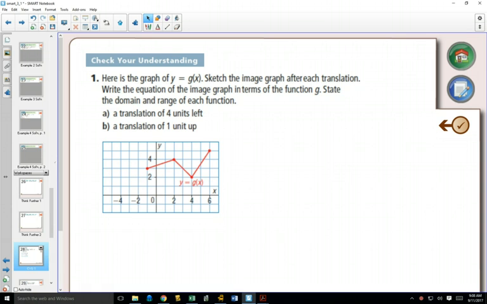All we have to do now is sketch the image after each translation, write an equation, and state the domain and range. So for the first one in part A, we want to move it 4 units to the left. So all we're going to do is we're going to take each of these key points. So there's a key point there. I'm just going to move that 1, 2, 3, 4 to the left. And I'm going to do that with each of these key points.